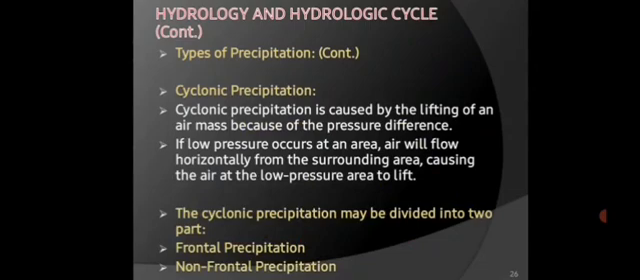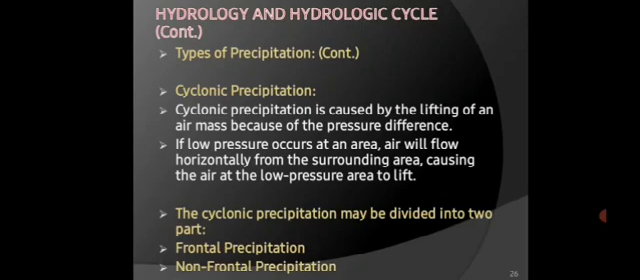Next is cyclonic precipitation. Cyclonic precipitation is caused by lifting of an air mass because of pressure difference. So this is the method, that this precipitation happens due to pressure difference. If low pressure occurs at an area, air will flow horizontally from the surrounding area, causing the air at the low pressure area to lift.